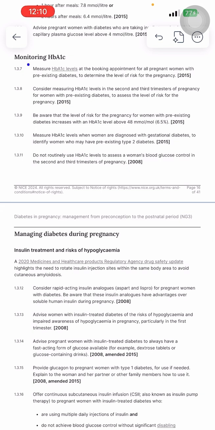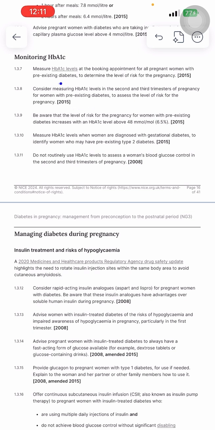So, monitoring of HbA1c level. In whom will you advise HbA1c level? Measure HbA1c level at the booking appointment for all women with pre-existing diabetes to determine the level of risk for pregnancy. Consider measuring HbA1c level in the second and third trimester of pregnancy for women with pre-existing diabetes to assess the level of risk. So they said consider, not offer. They said consider HbA1c level in second and third trimester with pre-existing diabetes.